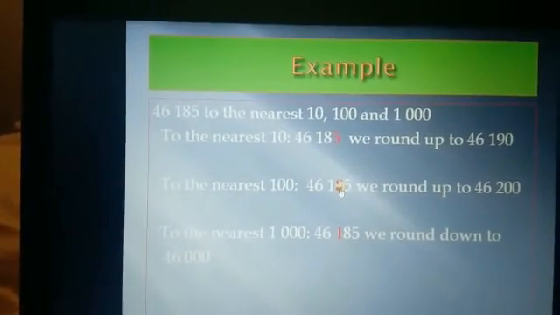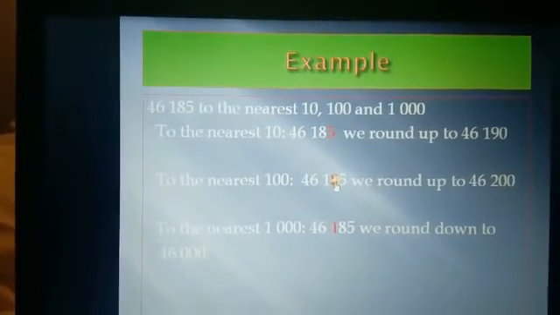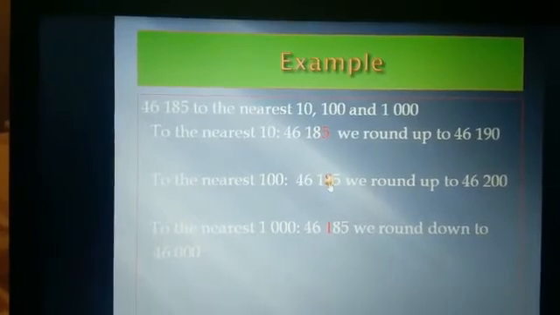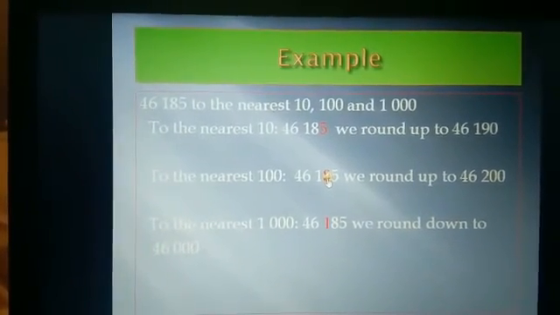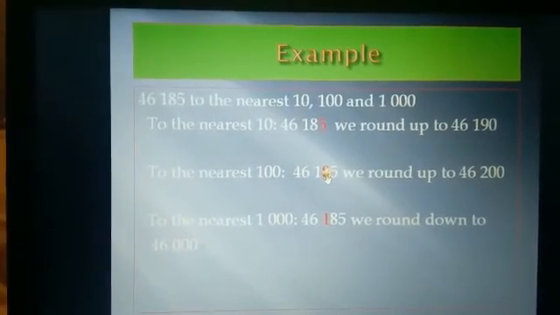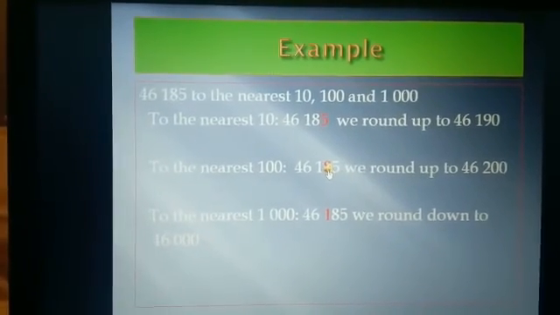It's very important to look and analyze your answer when you are done. So if you are rounding off to the nearest 10, your answer should be a multiple of 10. If you are rounding off to the nearest 100, your answer should be a multiple of 100. If you are rounding off to the nearest 1,000, your answer also should be a multiple of 1,000.